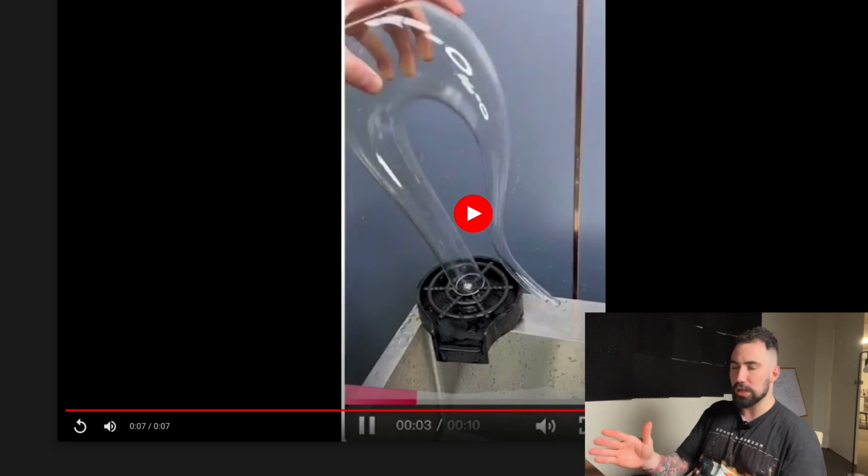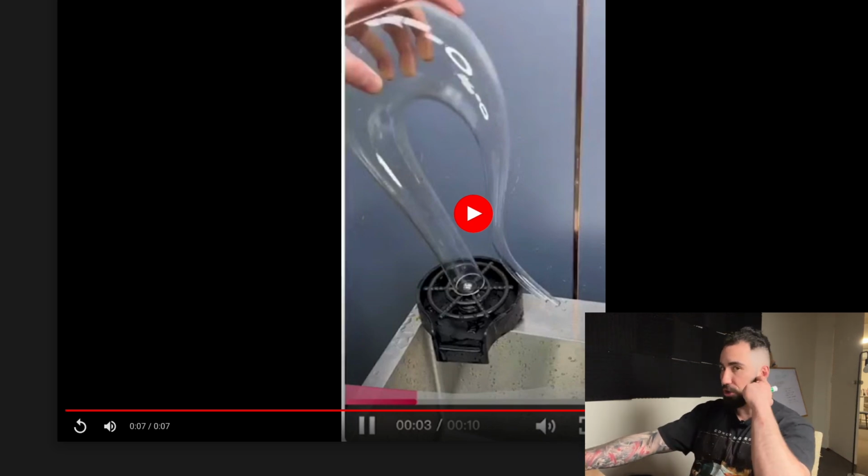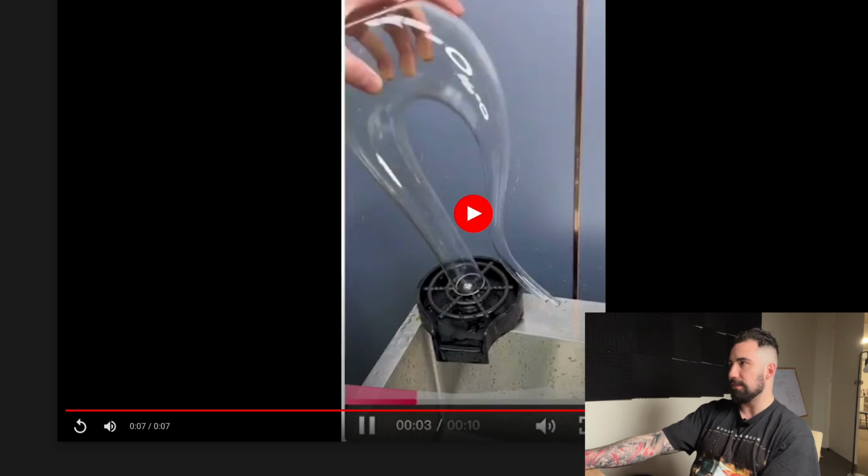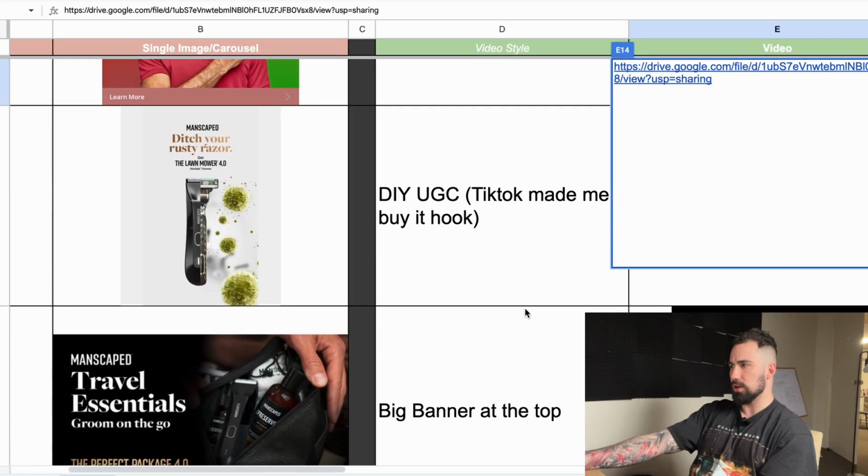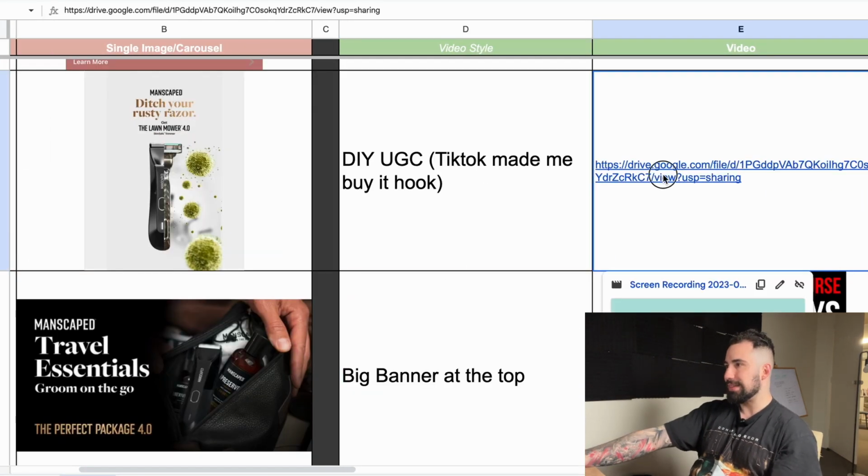So put a call to action. A call to action is never going to hurt you. It's only going to benefit you, and it's not going to hurt your CPMs, guys. We have a DIY UGC TikTok made me buy it type of hook. Let's take a look at this.